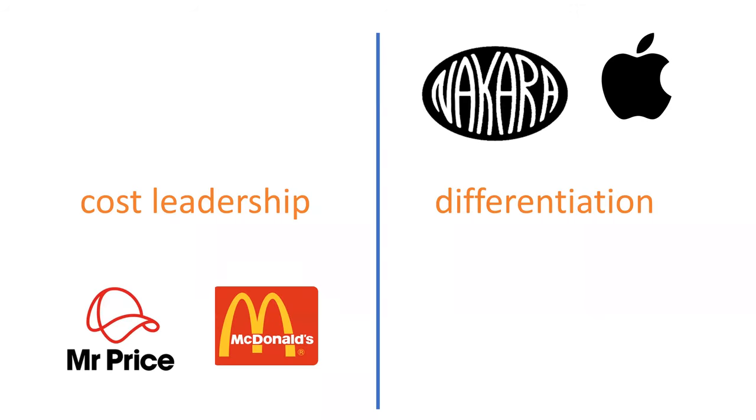I put up a couple of examples here. In Namibia, we have a company called Nakara, which sells high-end leather goods, very high-end. So it's very much a differentiator, the way it positions itself in the market. And of course, the ubiquitous Apple. On the cost leadership side, we have Mr. Price, who sell clothing and aim to sell low-cost clothing at reasonably average quality. And of course, McDonald's. McDonald's definitely follows a cost leadership strategy.